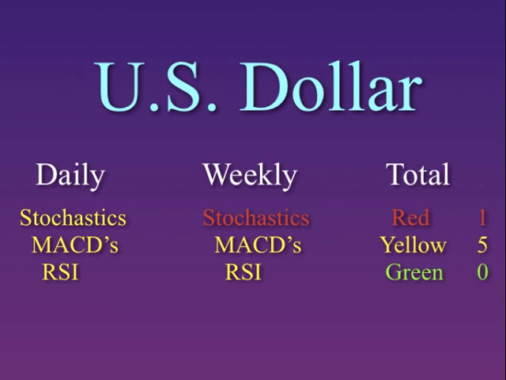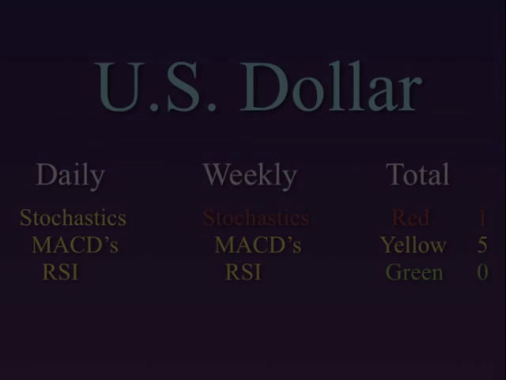And summing up the US dollar, we analyzed the daily chart and the weekly chart. On the daily chart, the stochastics, the MACDs, and the relative strength index were all neutral, and we gave them a yellow mark. On the weekly chart, the stochastics were negative, we gave them a red mark, but the MACDs and relative strength index were neutral, so we gave those yellow marks. And for a total, we had 1 red mark, 5 yellow marks, and 0 green marks for the US dollar. And this is clearly in decline since last week. It was bullish last week, and now it's looking neutral and it's sinking a little bit.